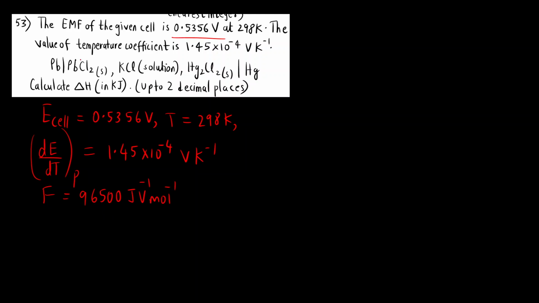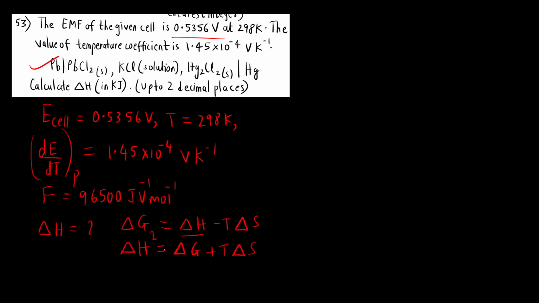Now, the cell is given, and we have to find out delta H. How do you find delta H? We will use the Gibbs equation. Delta G is delta H minus T delta S. We want delta H, so delta H will be delta G plus T delta S. For that we need delta G and delta S. Both are unknown, so let us calculate delta G and delta S first.